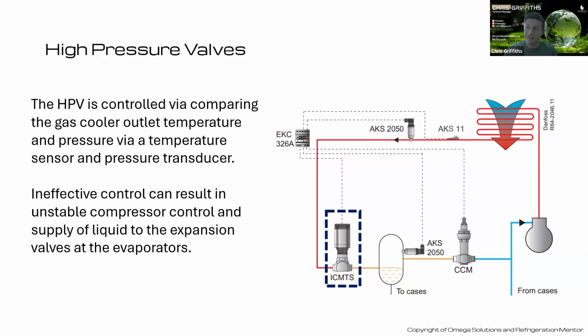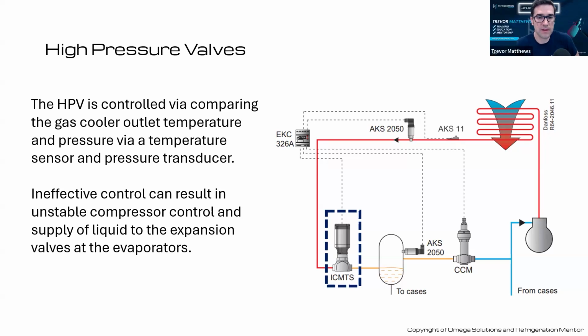So what happens if we don't have this control strategy? Well, we get unstable compressor control, because they're going to constantly ramp up and ramp back, depending on the pressure. And also we're going to reduce the quality of the liquid being fed off to our evaporators.